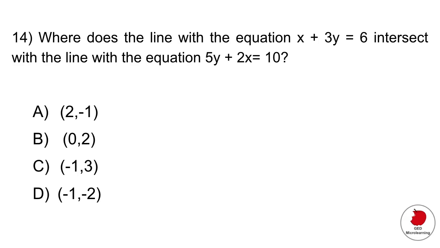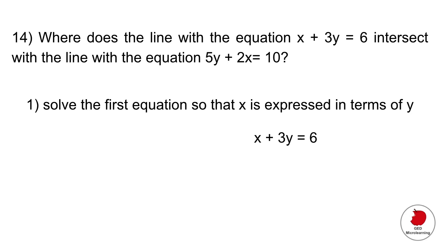Question 14 asks, where does the line with the equation x plus 3y is equal to 6 intersect with the line with the equation 5y plus 2x is equal to 10? This problem has several steps. The first step is that you have to take that first equation that they give you and make x be expressed in terms of y. So you would take that equation, subtract 3y from both sides, and you end up with that. So that's step 1.